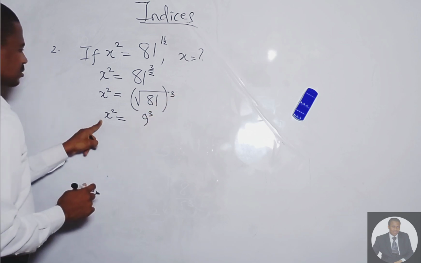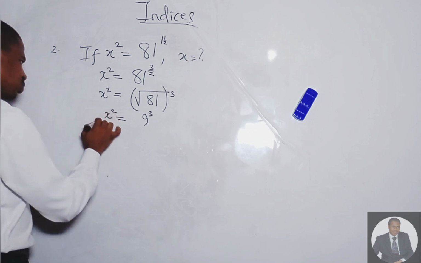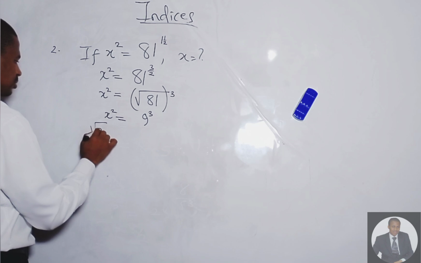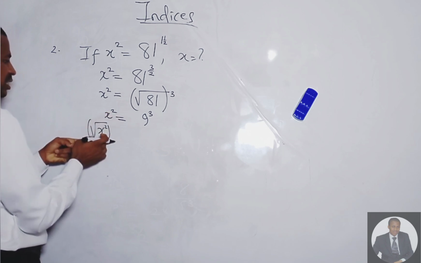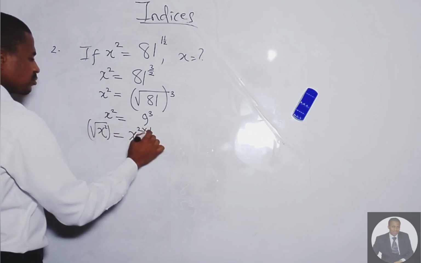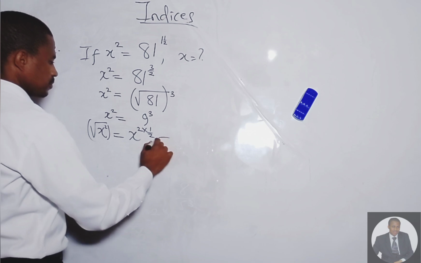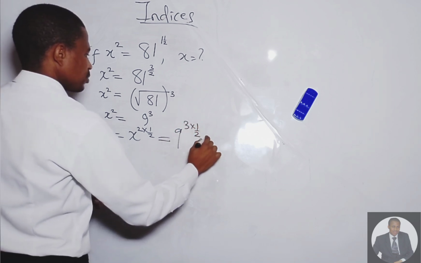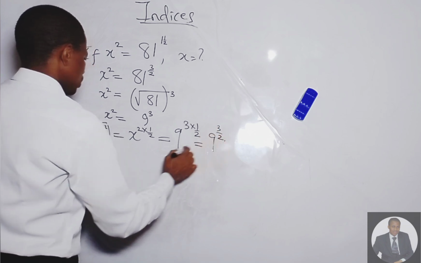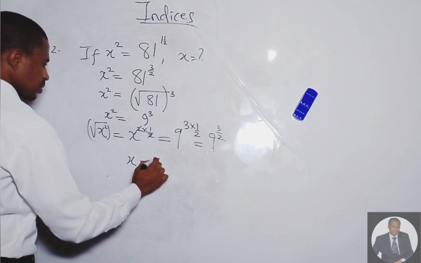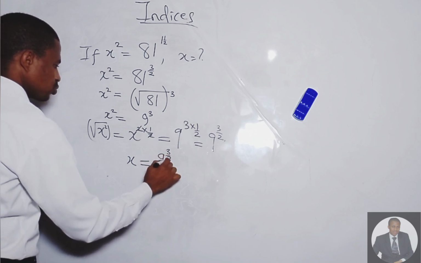We are looking for x. How do we get x here? We find the square root of x. We can say x, which is the square root of s squared, is the same thing as multiplying s squared times the power 1/2. And this will give us 9^(3/2). This we call x. So we have x here: 9 raised to the power 3 over 2.